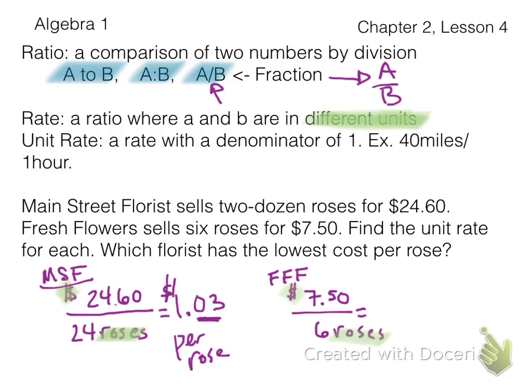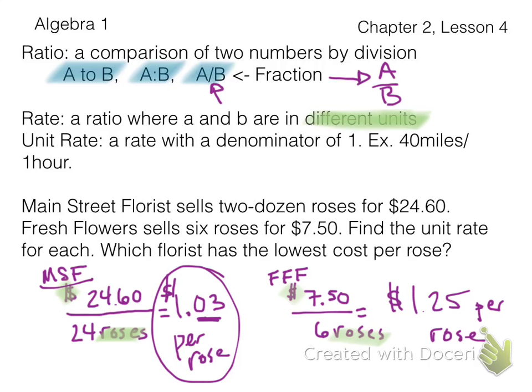Now let's talk about the Fresh Flowers florist. If they sell you 6 roses for $7.50, we're going to divide $7.50 by 6, and you're going to get $1.25 per rose. So which rose price is cheaper? That's going to be the Main Street florist, because they're only charging us $1.03 per rose, whereas Fresh Flowers is charging us $1.25 per rose.